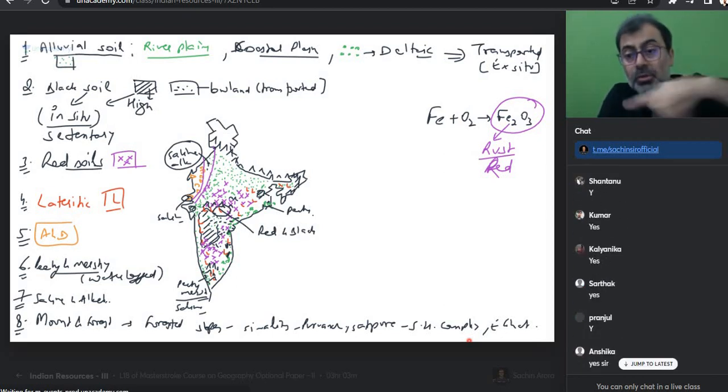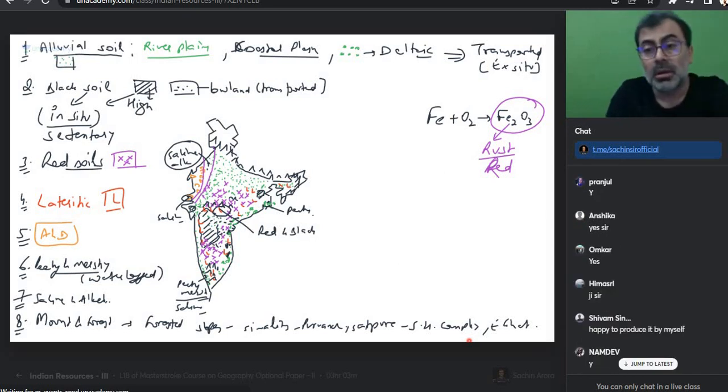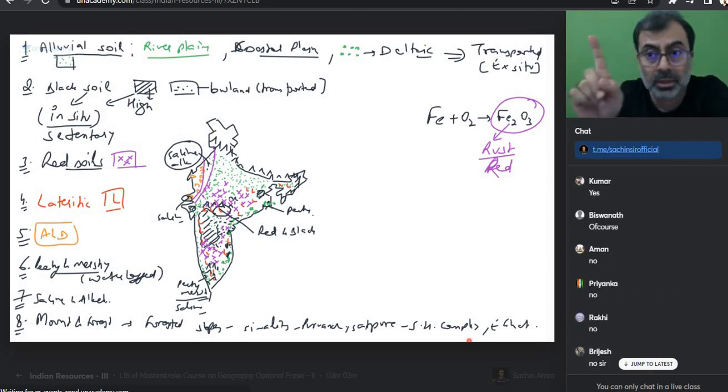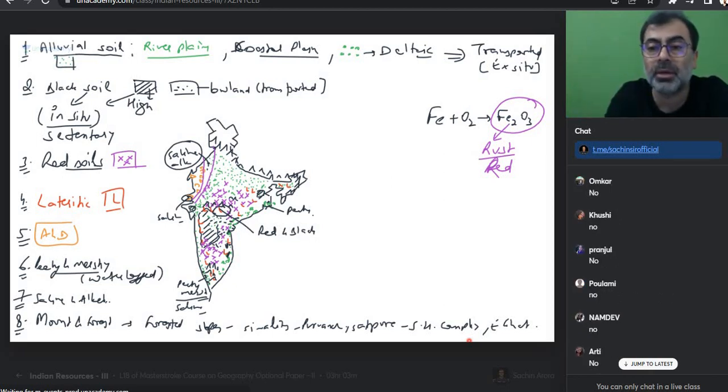Tomorrow I'm going to do these properties also. I'm going to do soil erosion also. So happy to produce it by myself. And everyone, we have not looked at the book. Have we looked at the book till now? We have not looked at the book. Now, is your map in your hand? Everyone, is your map in your hand?